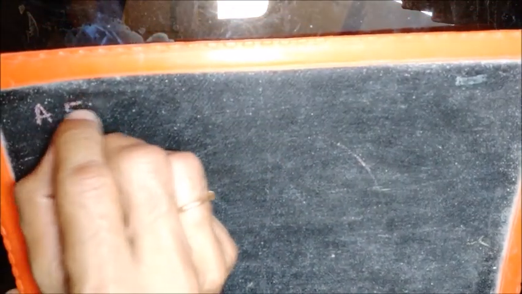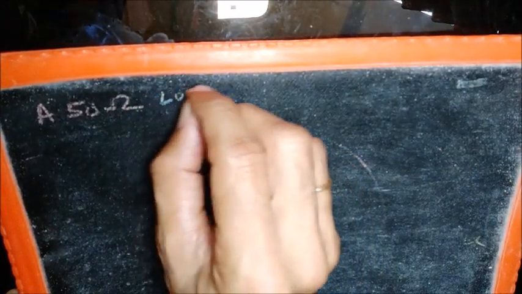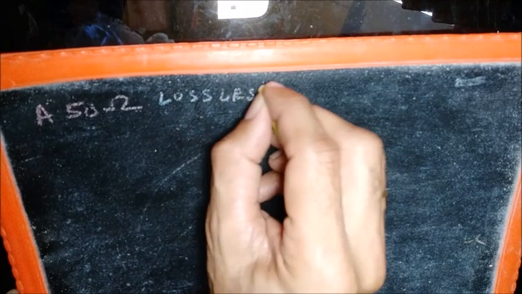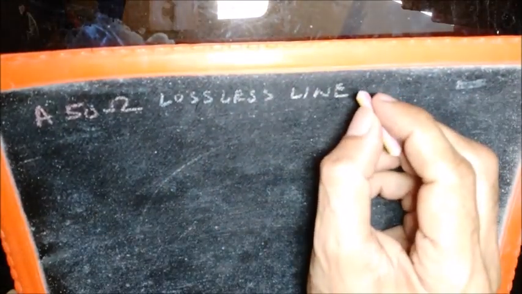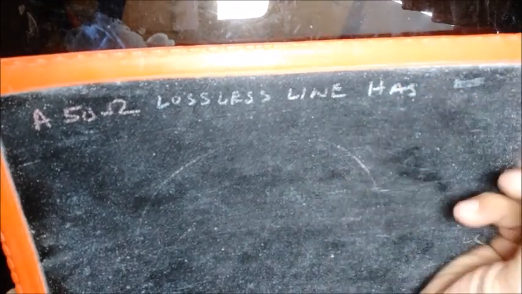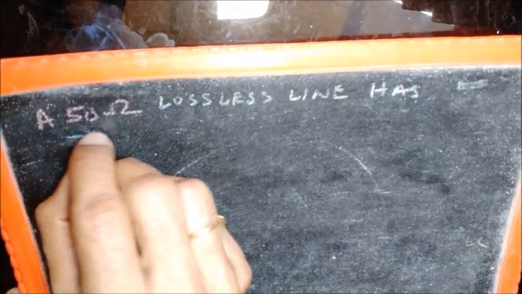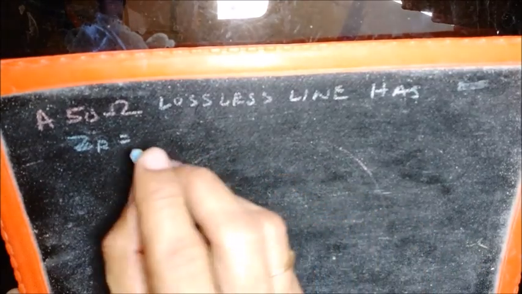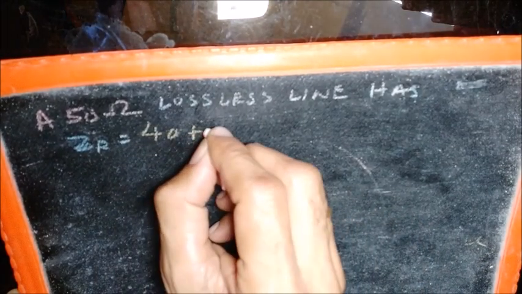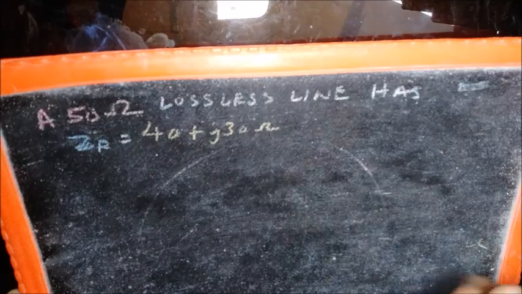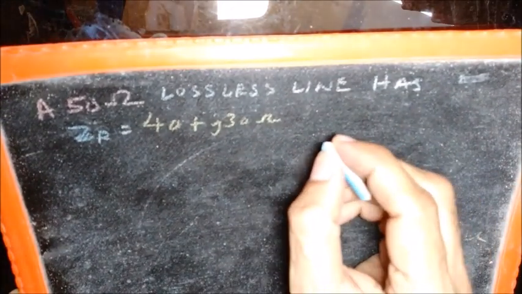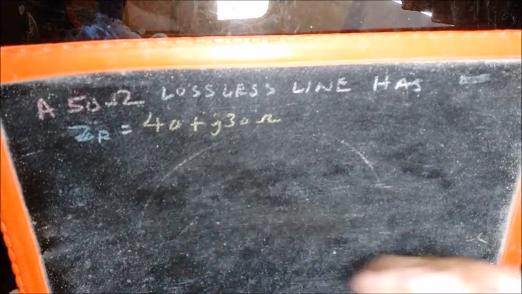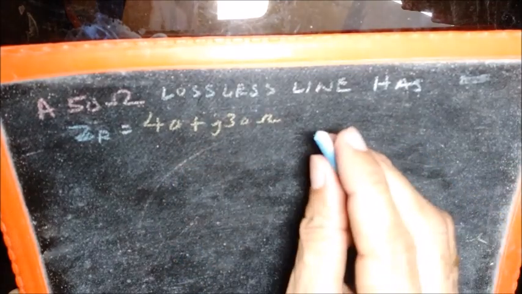A 50 ohm lossless line. So R0 is 50. A 50 ohm lossless line has ZR equal to 40 plus j30 ohms. So that is the load impedance given. It is a lossless transmission line. It is not matched, so definitely there is going to be reflection.